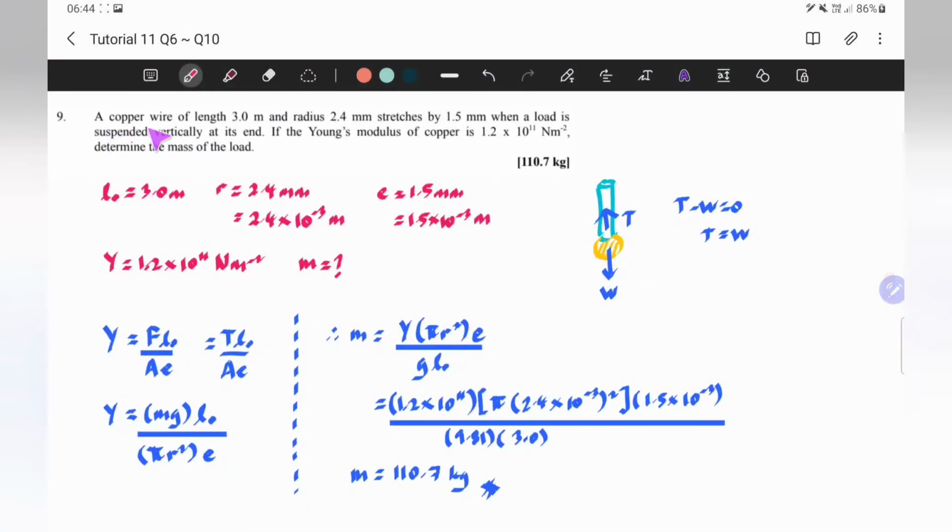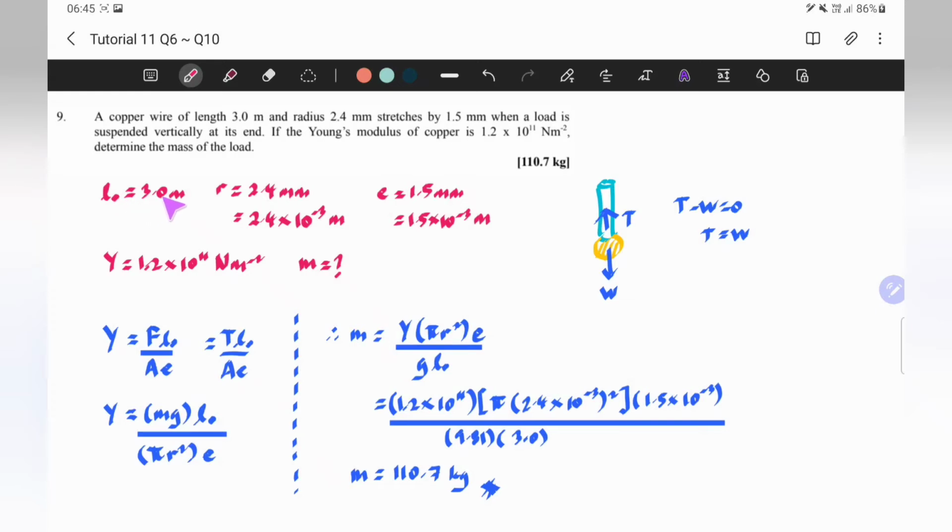A copper wire of length 3 meters and radius 2.4 millimeters is stretched by 1.5 millimeters when the load is suspended vertically at its end. As usual, please check the unit. This is the trick of the question. If the Young modulus of copper is 1.2 times 10 to the power 11 Newton per meter squared, determine the mass of the load.